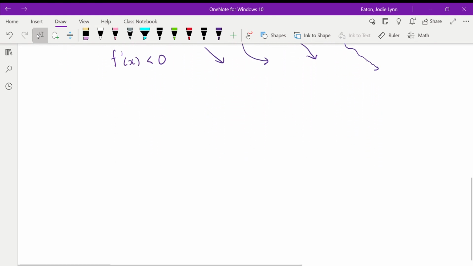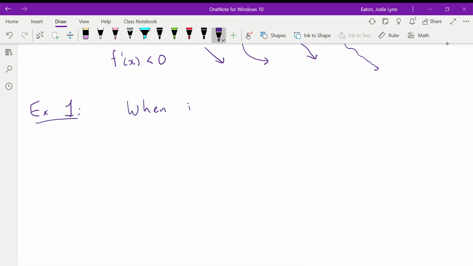So how would we find where a function is increasing and decreasing? Let's look at an example. So when is f of x equal to x cubed plus 5x squared minus 23x plus 10 increasing?